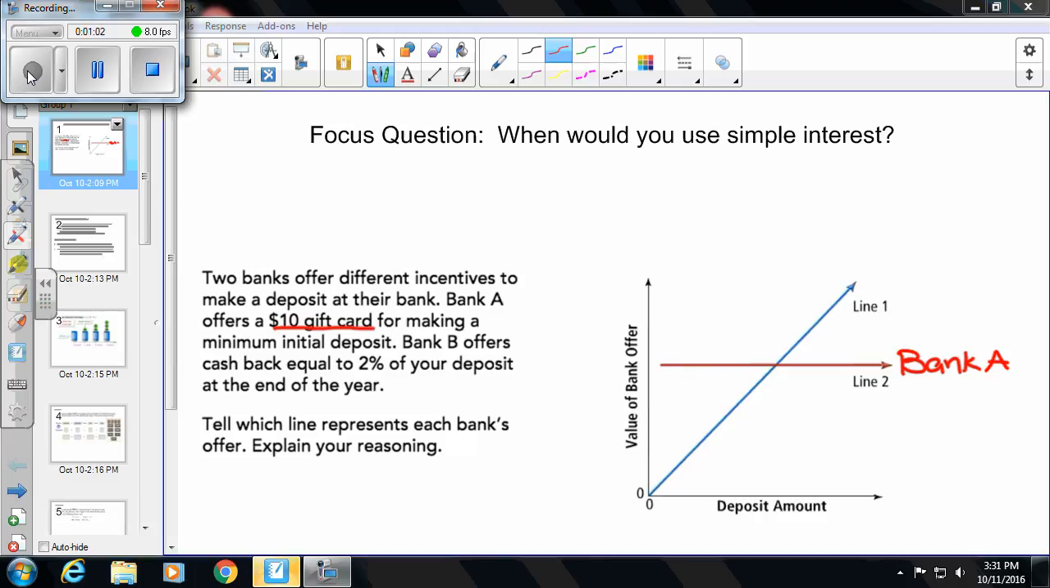Bank B then, by default, has to be line 1. Okay? It is showing that the amount of cash back you get, the value of the cash back, depends on your deposit amount. And the more you deposit, the higher your value of the bank offer. Okay? So let's look at simple interest.